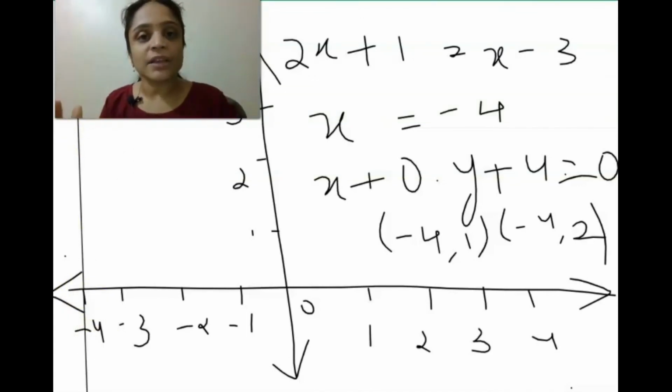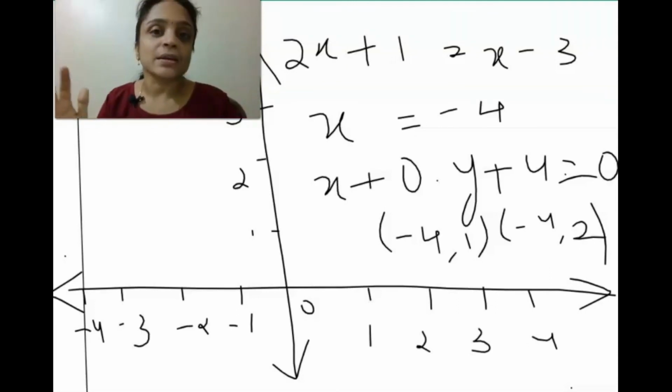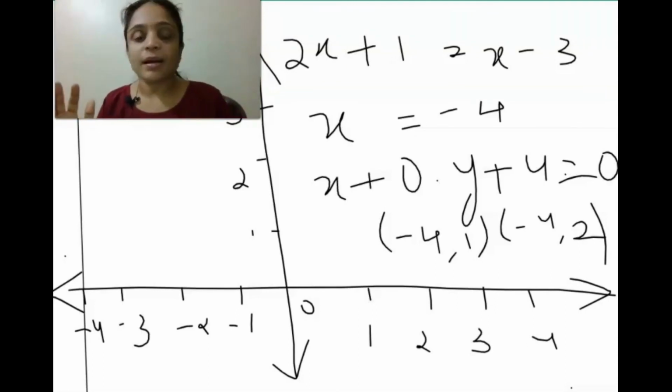So if you have a linear equation that contains only x, then if you draw a graph, you will get a line that is parallel to the y-axis. Okay, understood? Hope you are clear with the concepts from this chapter. This is a very easy chapter, that is linear equations in two variables.